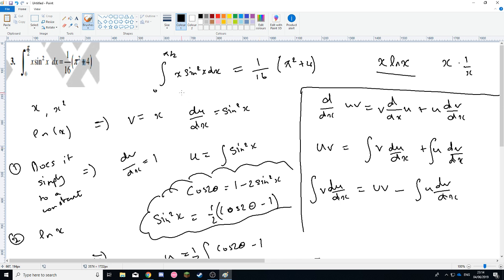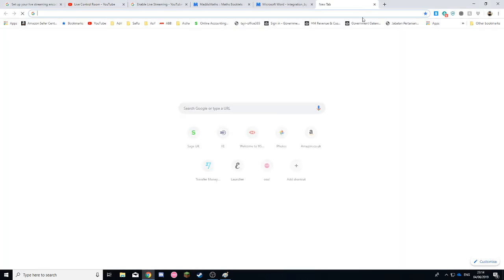This is integration by parts and substitution. Yeah, that's it. I should go to the book. That's a good idea. Pearson.